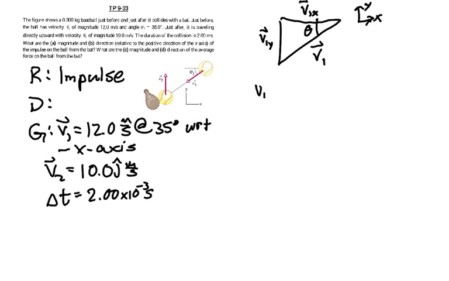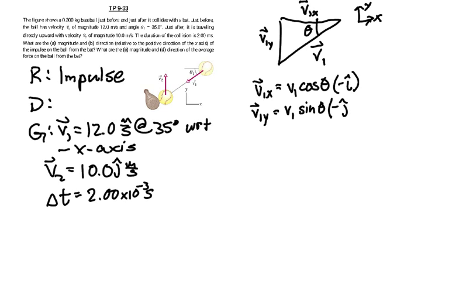So the velocity in the x direction for our initial velocity is our hypotenuse times the cosine of the angle, because it's on the adjacent side, and it is traveling in the negative i hat direction. And the vertical component of our initial velocity is our hypotenuse again, times sine of our angle, because it is on the opposite side of our angle, and this is in the negative j hat direction.